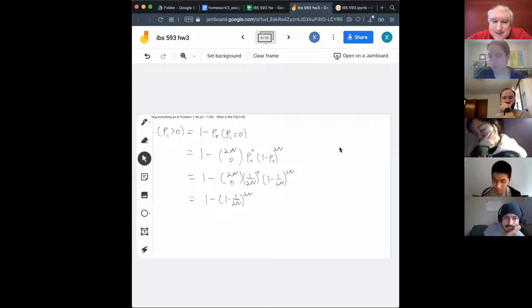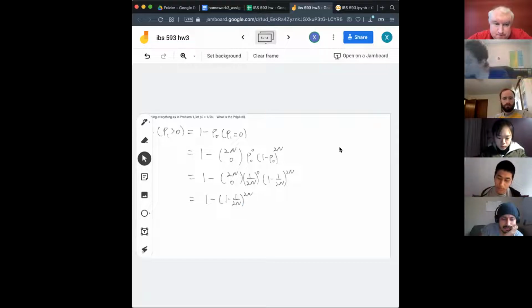Okay, so the probability that P1 will be greater than 0 is 1 minus the probability that P1 equals 0. And we know that the probability that P1 equals 0 is given by this expression involving the binomial, using the binomial theorem. And so if you just evaluate this expression, this will become 1 minus 1 over 2n raised to the 2n. And so the probability that P1 is greater than 0 is just 1 minus (1 minus 1 over 2n) raised to the 2n. Perfect. Okay. Does anybody have any questions about this?